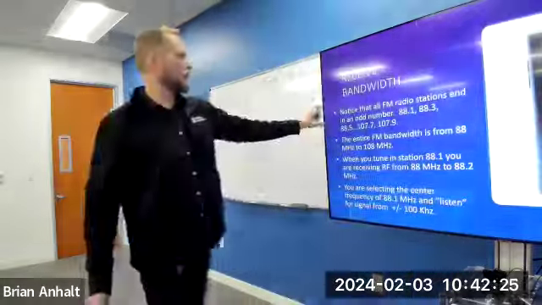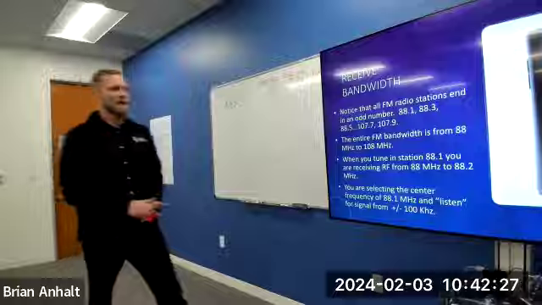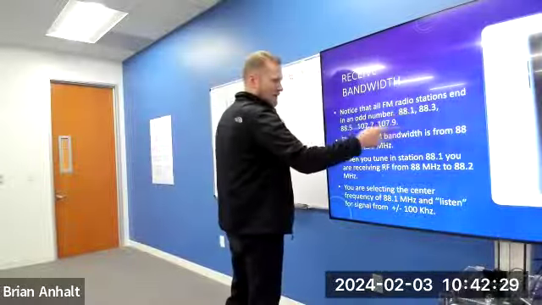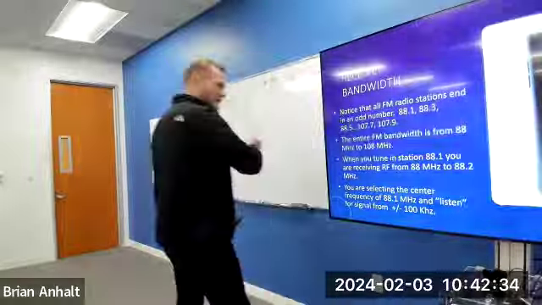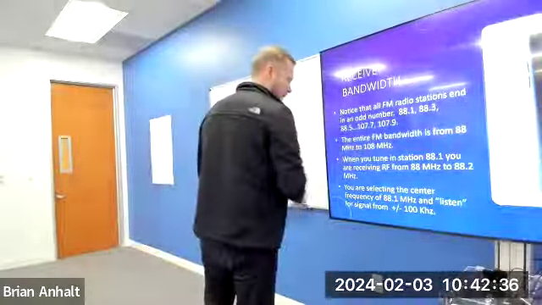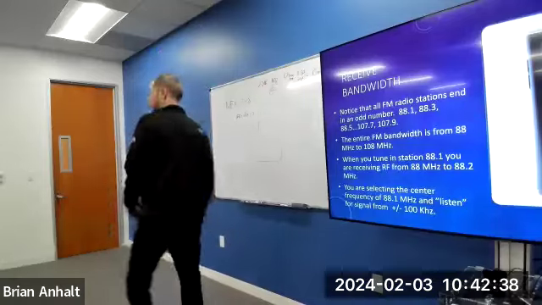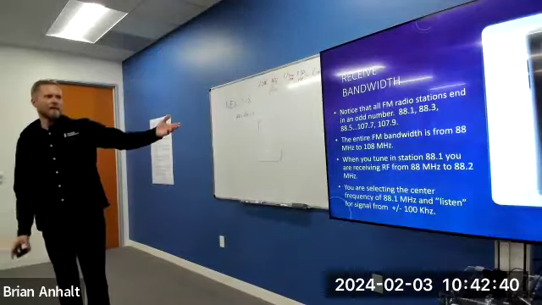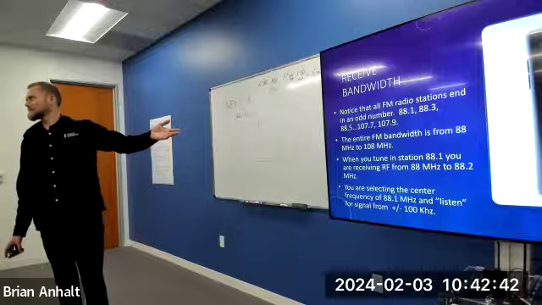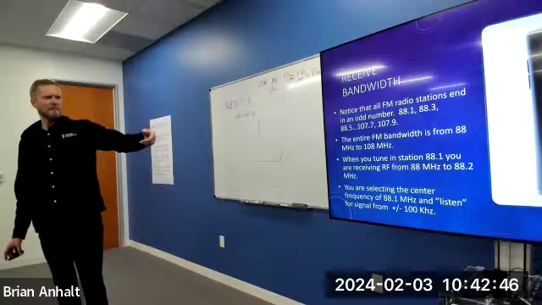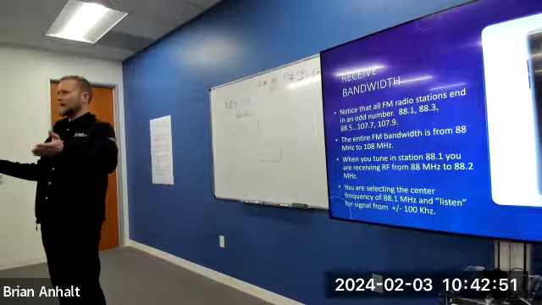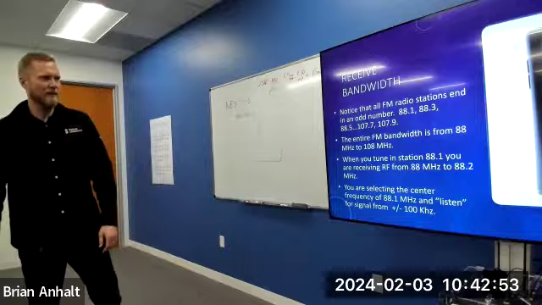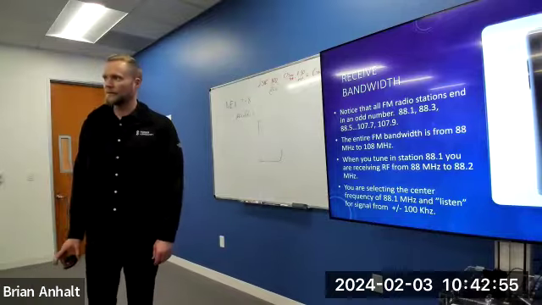So here, notice that all the FM radio stations end in an odd number, 88.1 all the way up to 97.9. The entire FM bandwidth is from 88 to 108 megahertz. So we can say that the FM bandwidth is 108 minus 88, whatever that number is, 20. Yeah, 20 megahertz is the FM bandwidth. But each station in there has a bandwidth of 200 kilohertz.